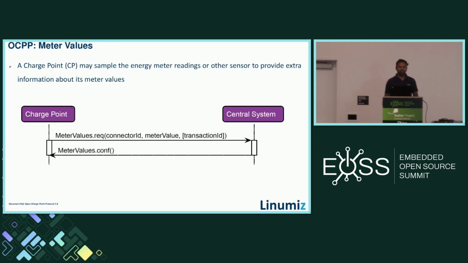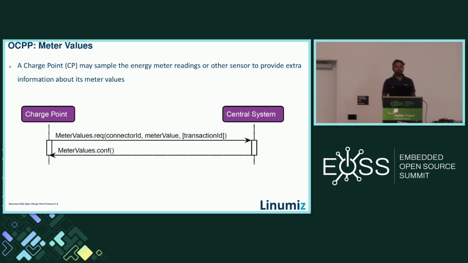Okay, so we have seen the start transaction and stop transaction, which carry information like which connector it has started on. Also, at the time of starting, the meter values are sent, and at the time of stopping the meter value has to be sent. Based on these start and stop transaction meter values, the billing is generated, based on how much power has been consumed.